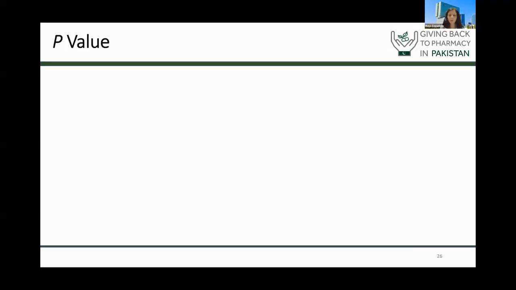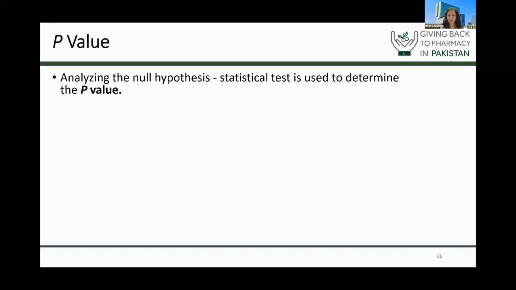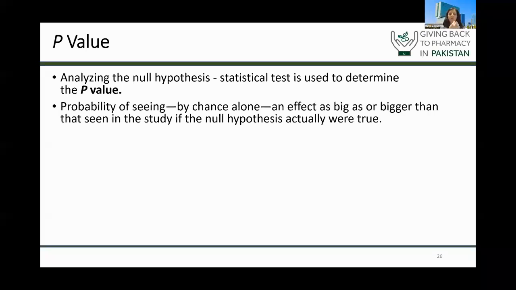Now, we understand what alpha is. We want to understand what it looks like in statistics. So after analyzing your null hypothesis, you use your statistical tests to reach the p-value. The p-value is what you compare to your alpha. So it's the probability of seeing by chance alone an effect as big as or bigger than that seen in the study if the null hypothesis is actually true.